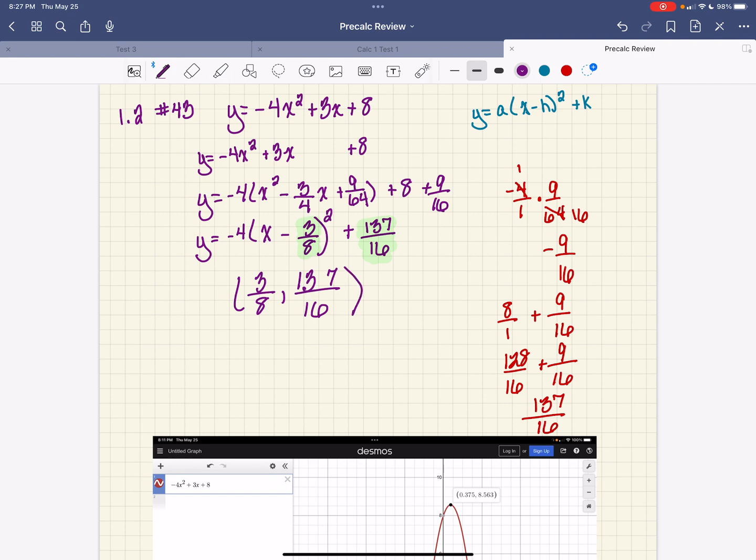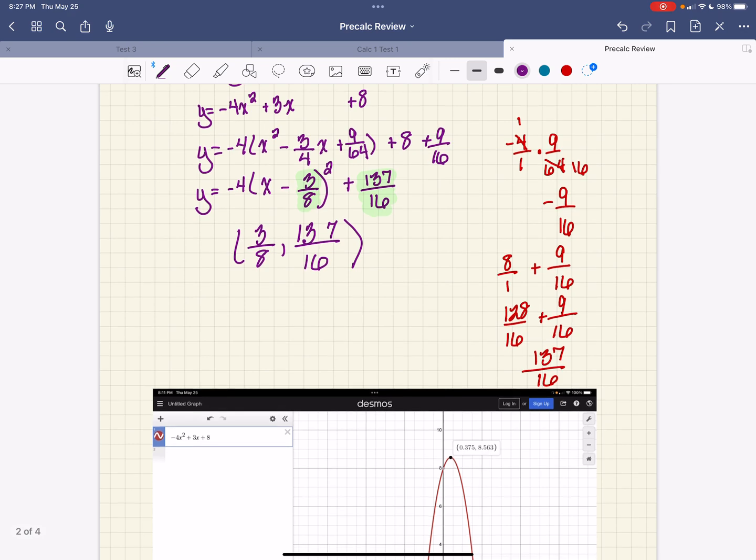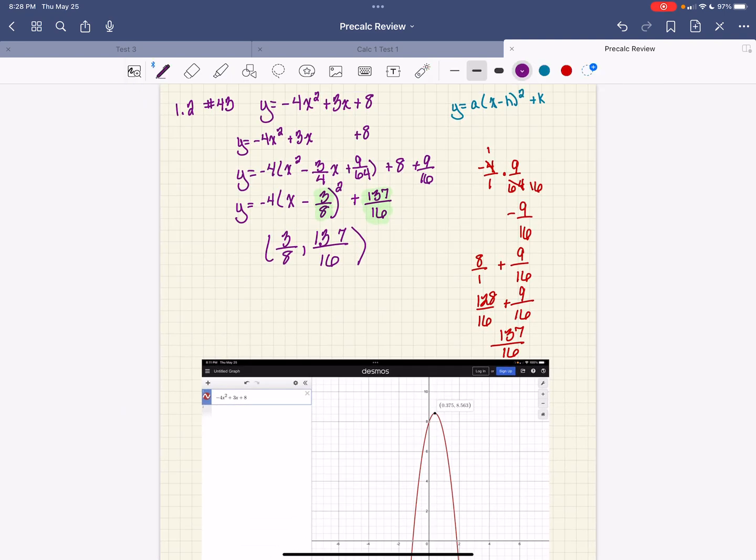Okay, and then if we look right here, this is just the decimal approximation for 3/8. So if we do 3/8 on our calculator, you should get 0.375, and we do. And then if you do 137 divided by 16, and that is a decimal approximation, you will get 8.5625.